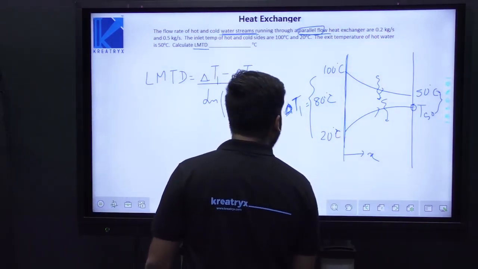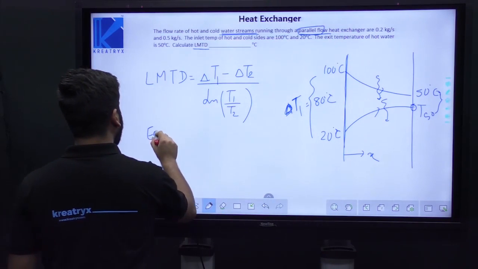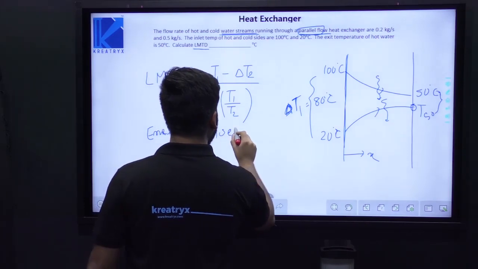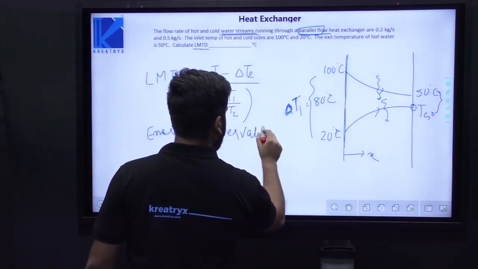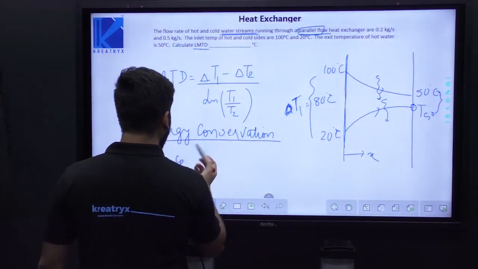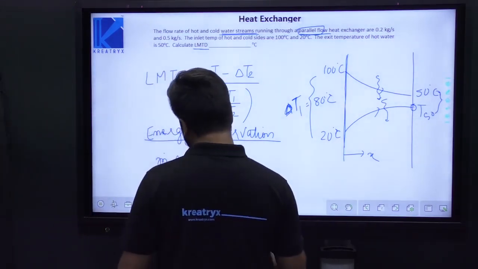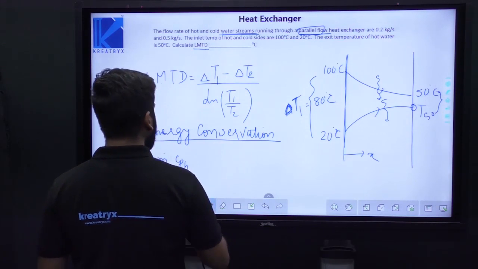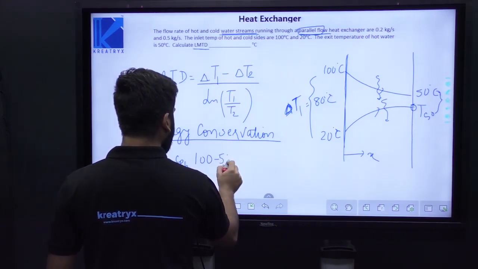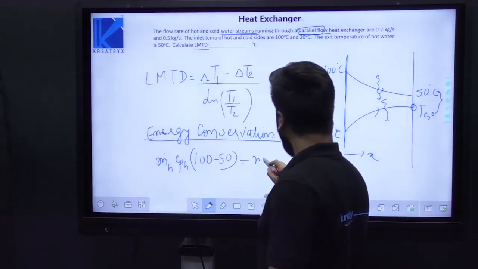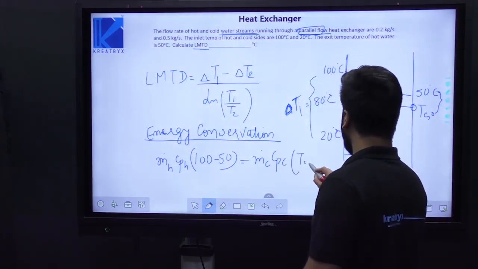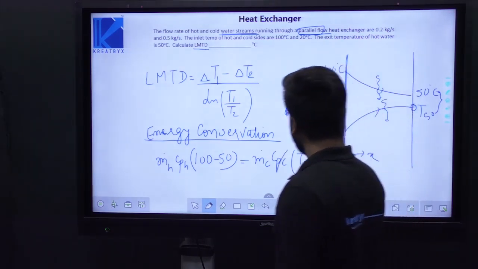So where we were going to apply energy conservation. So applying energy conservation, what will be this? This will be m dot h Cp H or Cp, whatever you want, because it will get cancelled out, because both the fluids are water. So delta T of hot water is 100 minus 50, directly writing it. 100 minus 50, this is delta T, which is equal to m dot c Cpc. The temperature change of cold water will be TCO minus 20. Okay, this gets cancelled out.